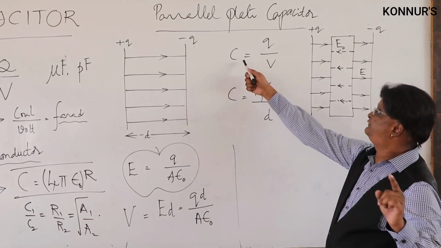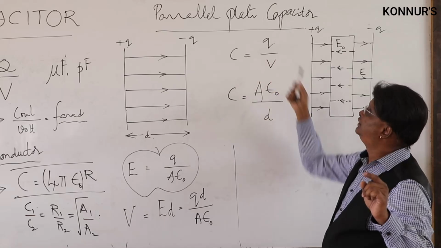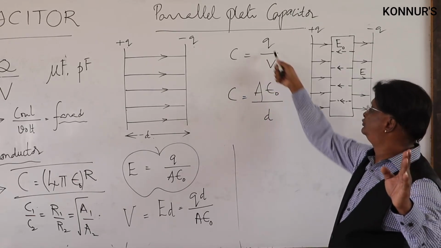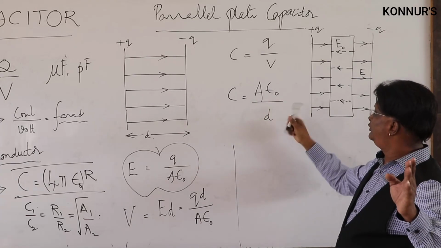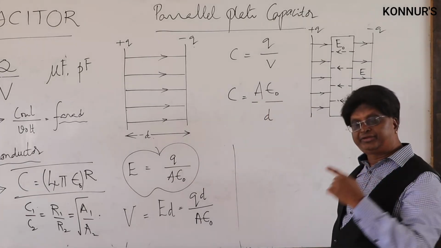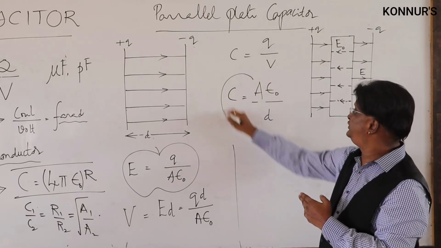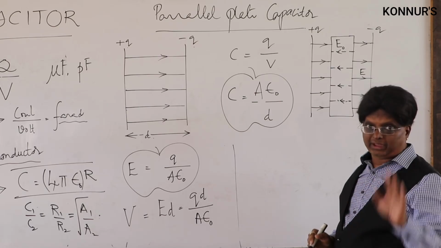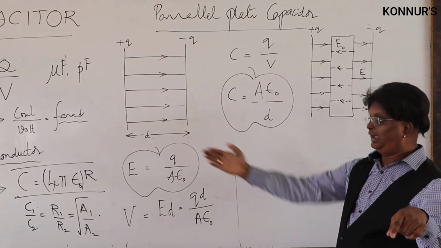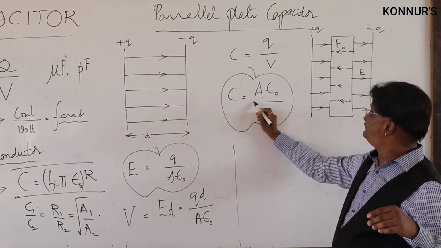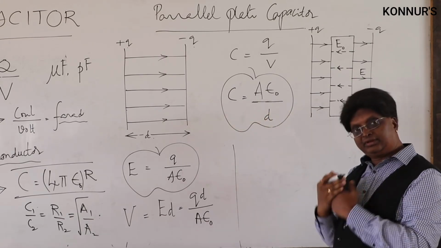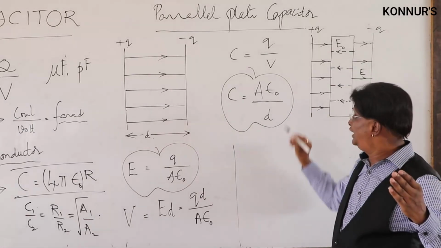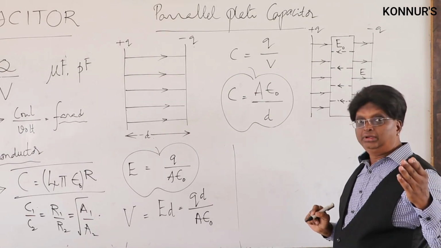Now, definition of capacity: Q by V. Therefore, for a parallel plate capacitor, capacity Q by V will give you A epsilon naught by D. You can here see this term is independent of charge. It depends only on the capacity of the capacitor. Earlier we said the same here. You can find A, the size of the plates, D, distance between the plates, and of course epsilon naught.